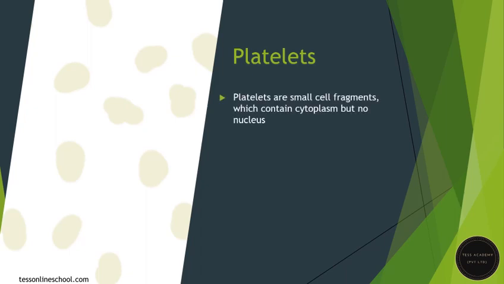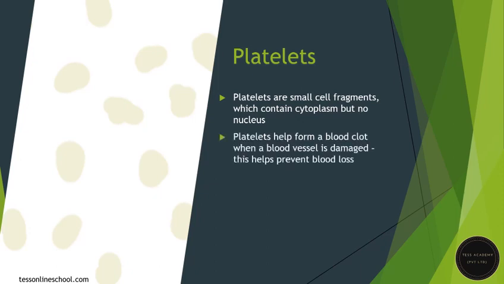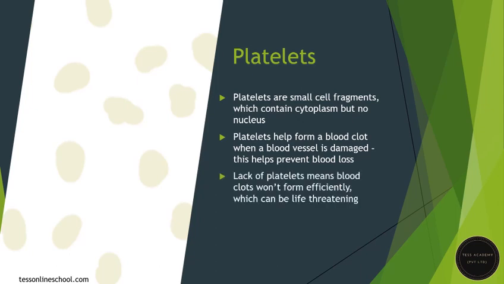Lastly, let's observe platelets. Platelets make up most of our blood content. They are small cell fragments which contain cytoplasm but no nuclei. Platelets help to form blood clots when a blood vessel is damaged, which helps to prevent lots of blood loss. Lack of blood platelets means the blood will not clot efficiently, which can be life-threatening.